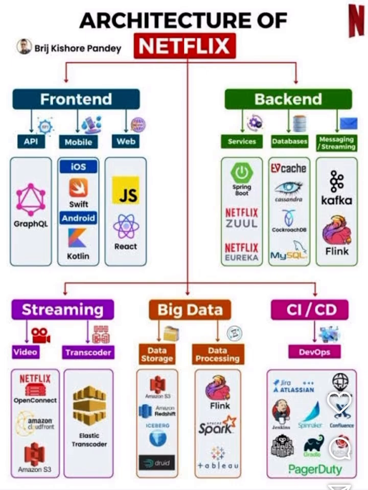So in short, it has front end, what you see or use, that is apps and website. Backend powers everything like services, databases, and messaging. Third one, streaming, that delivers video to you. Fourth one, big data, analyzes user behavior for recommendations. And the last one, CI/CD, helps engineers improve Netflix continuously.